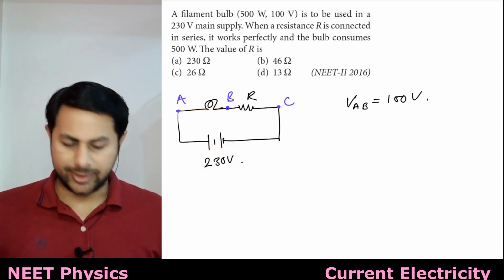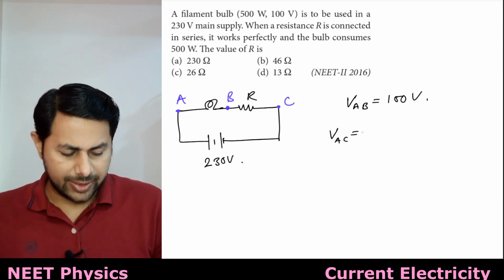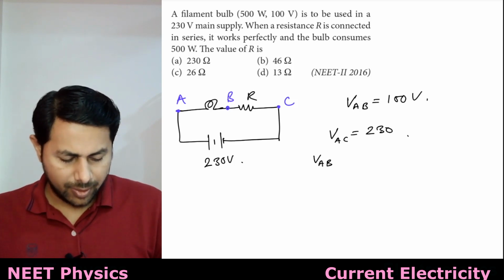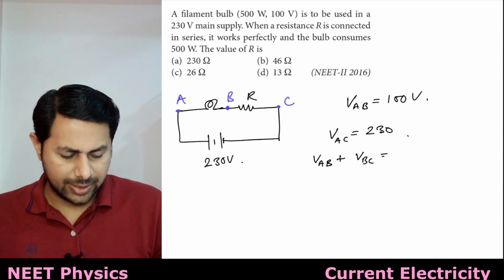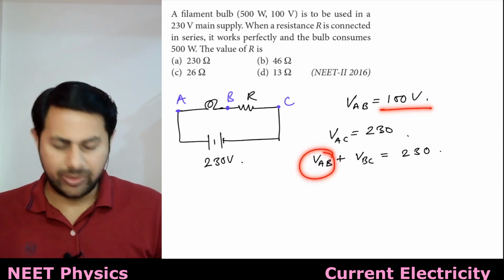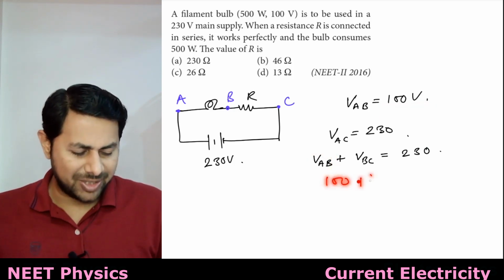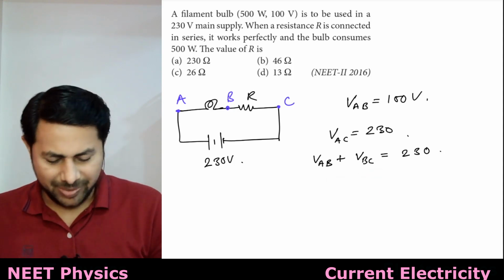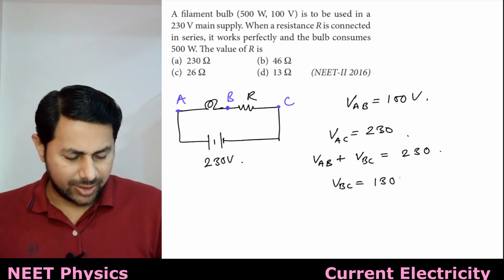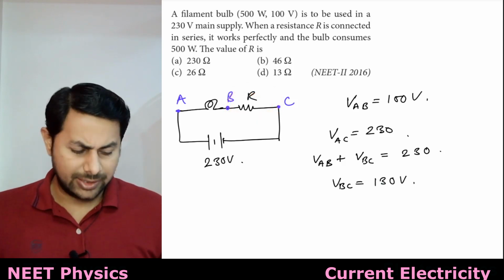Okay, 130 volts, right? So VAC, you can say it's 230, which can be written as VAB plus VBC, and that's equal to 230, right? And what is VAB? VAB is 100. So 100 plus VBC is equal to 230. That means VBC is equal to 130 volts. Okay, so you got the potential difference across this resistance.